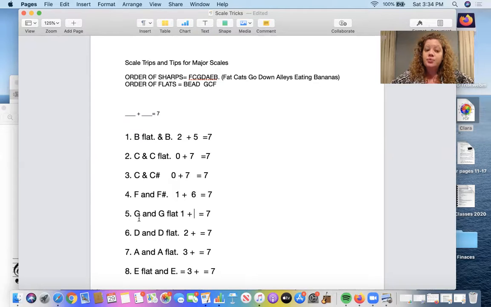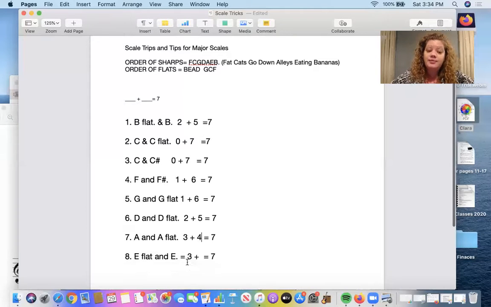G major only has 1 sharp. G flat would have 6 flats. D major has 2 sharps. D flat, its counterpart, would have 5 flats. A major has 3 sharps, but A flat has 4. E flat has 3 flats, but E major has 4 sharps.